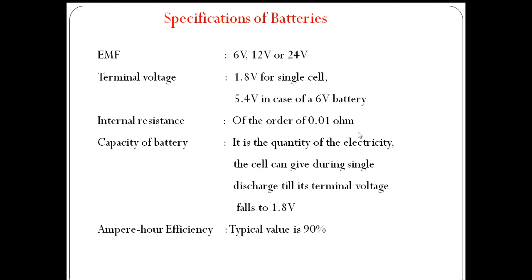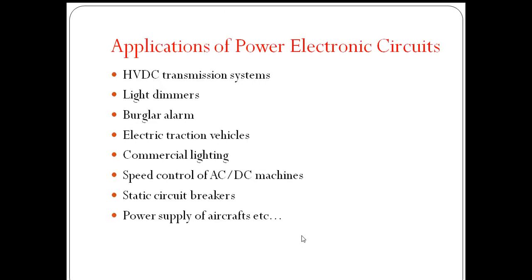And the capacity of the battery is the quantity of electricity the cell can give during a single discharge until terminal voltage falls to 1.8 volts. The ampere hour efficiency is around 90%, and watt hour efficiency is typically around 75%. So these are the main specifications of storage batteries.